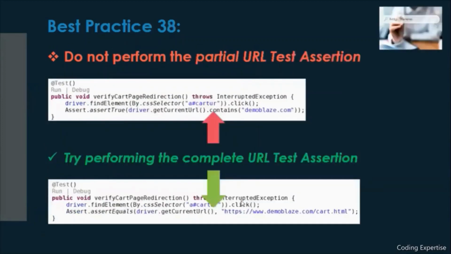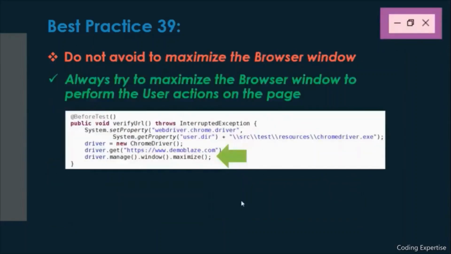Let's move on. It's a good one. Avoid performing partial test assertions. Try to place the complete URL and perform the test assertion. This way, even if there is any change in the URL path, the test assertion will catch it correctly. Partial testing always results in partial failures. So please make a note of it. Whenever we perform any test on a web page, it's a good practice to have the browser maximized. That's it.